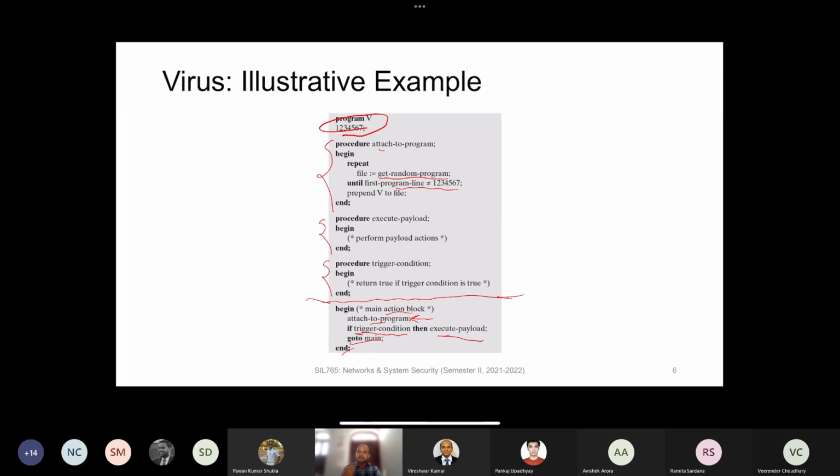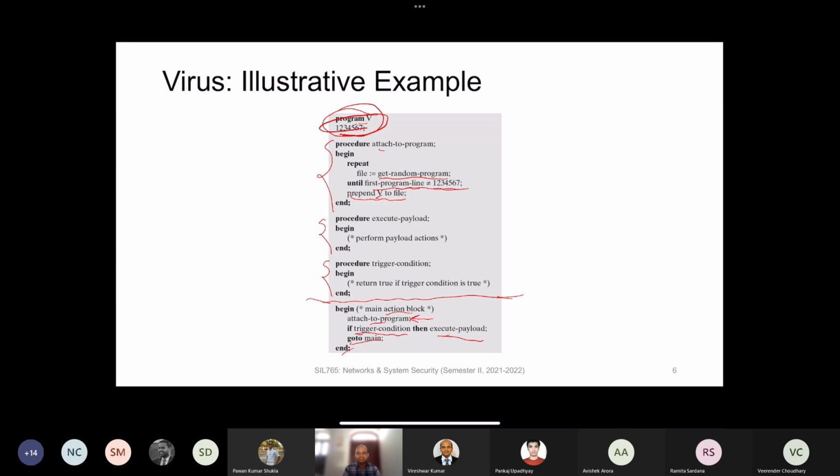If it has already been infected, then this V123456 is something that you will see at the start of the program. So if the first program line is not equal to this, then of course you go ahead and prepend this program V that we have here to that particular file.